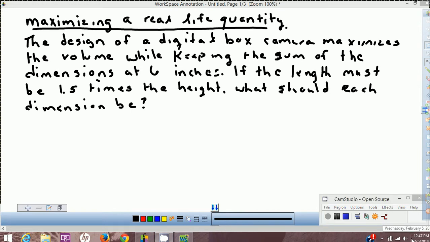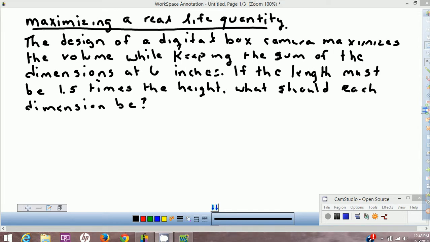Right, in the last video we looked at how to find a relative minimum and relative maximum using our calculator. But what use is that? Well, this time we want to look at maximizing a real-life quantity. So I've already written the problem here. This is the problem that we're going to use.